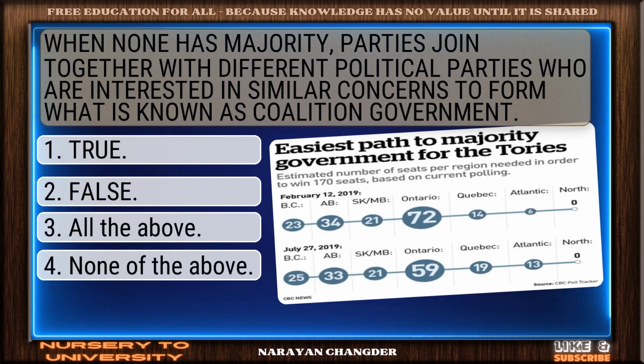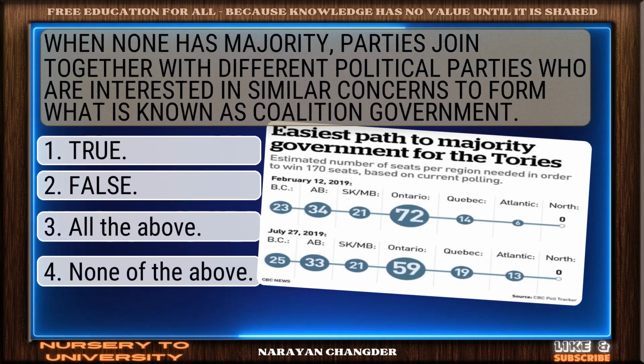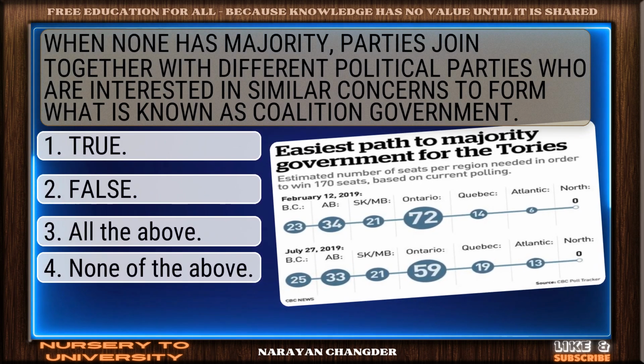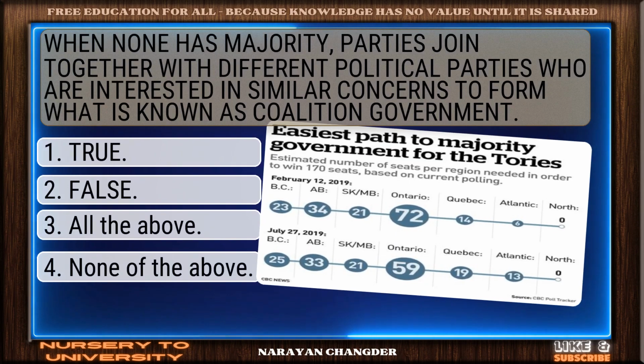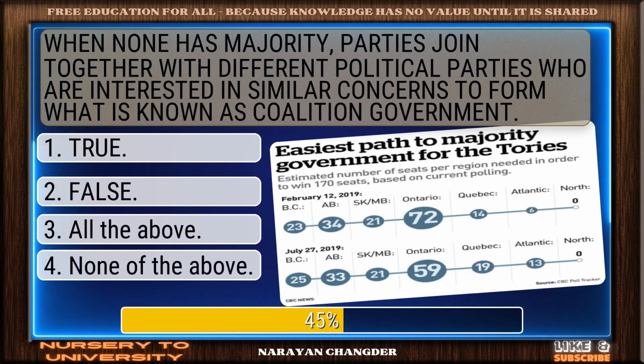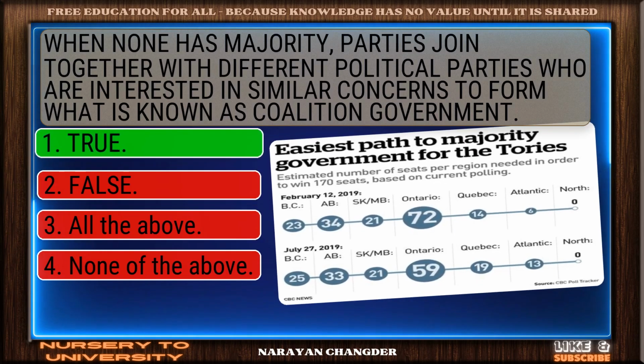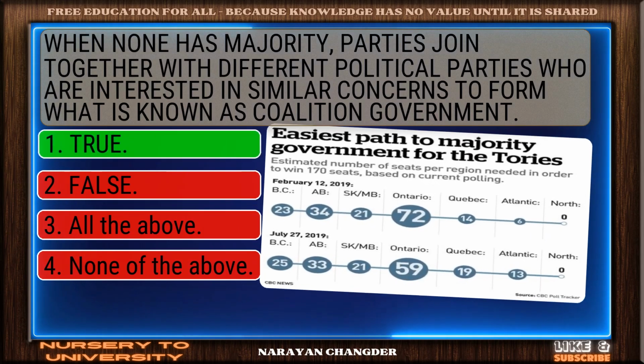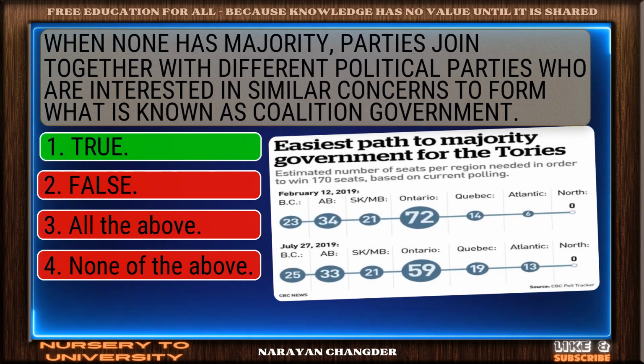Question number 6. When none has a majority, parties join together with different political parties who are interested in similar concerns to form what is known as a coalition government. Nice selection. True is the correct and valid answer.